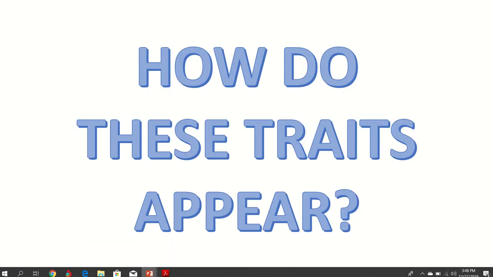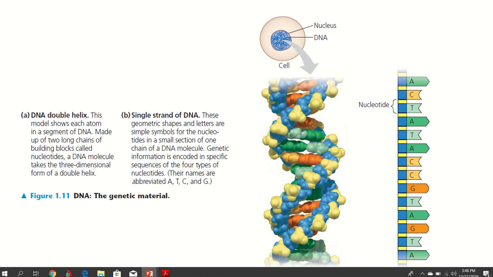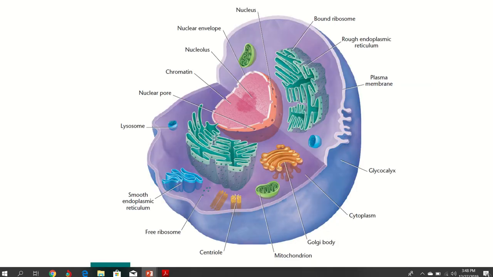So we have a question here. How do these traits appear? There must be an explanation for that, and let's see. Those traits are dictated by the DNA. And your DNA and our DNA exists as a molecule inside the nucleus of a cell.